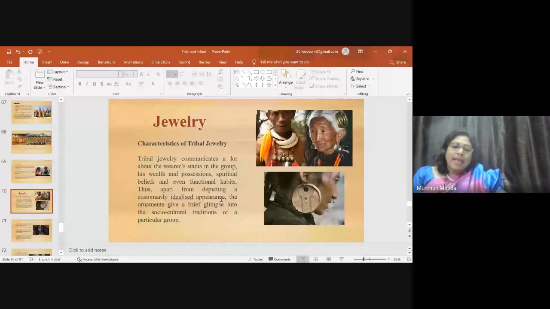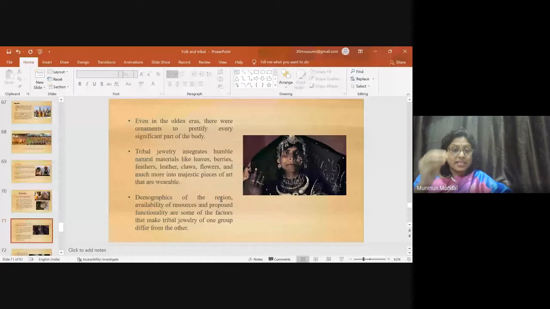But the local people, the common people, the normal person, not so rich people, they are also wearing the jewelry, but their jewelry symbolizes some kind of financial strain, but in a minimal way they are wearing it. The difference between these two: when they are financially very strong, they are wearing very high profile tribal jewelries. And it is also depending on their functions, on their religious beliefs, as well as different events. Even in the olden eras, there were ornaments for pretty much every significant part of the body.